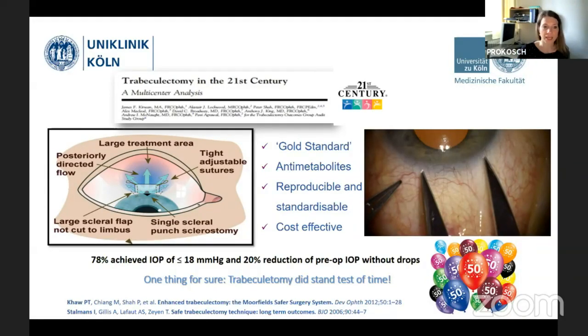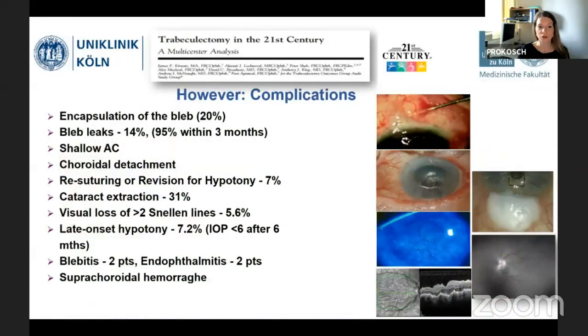And for example, this study has shown that almost 80% achieved a target IOP below 18 and 20% reduction of the pre-op IOP without drops. So we know one thing for sure, I don't have to tell you, that trabeculectomy did stand the test of time. But what about the complications?